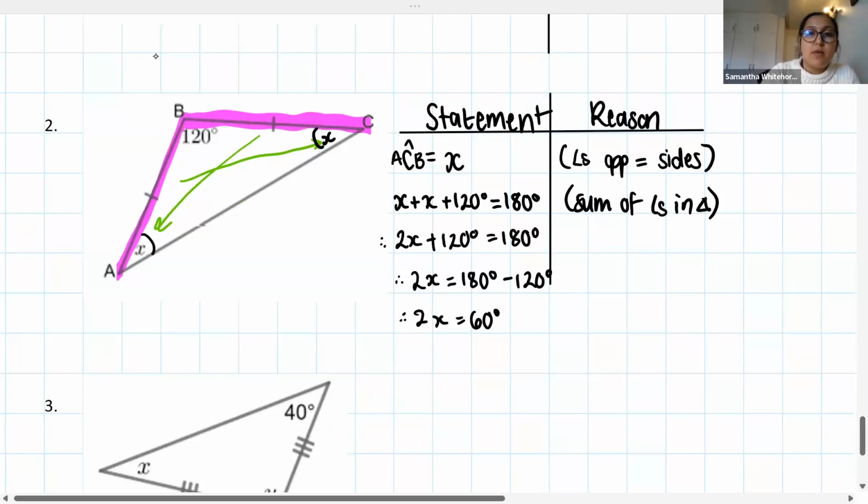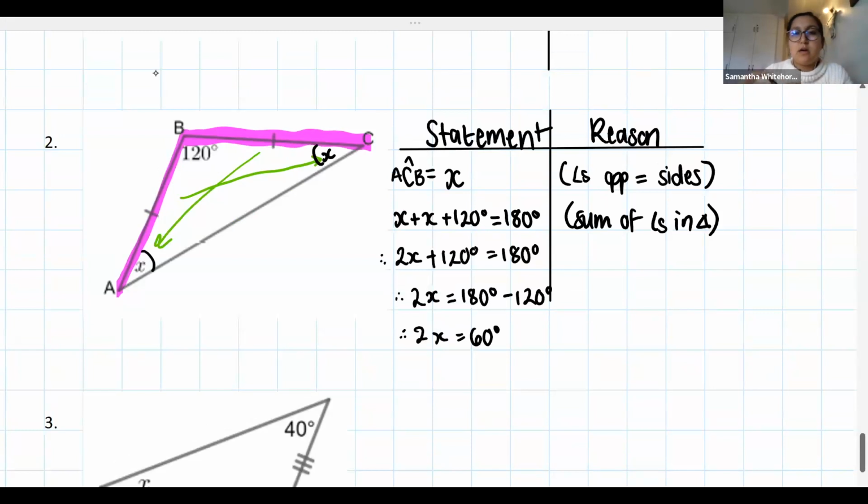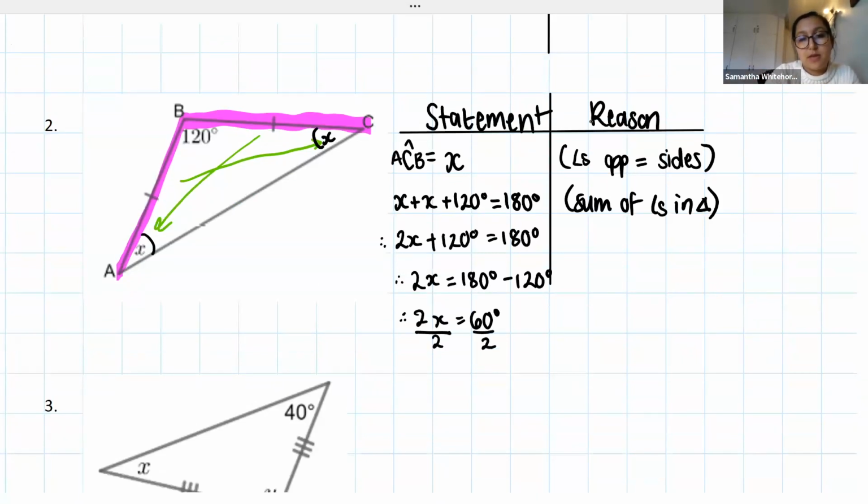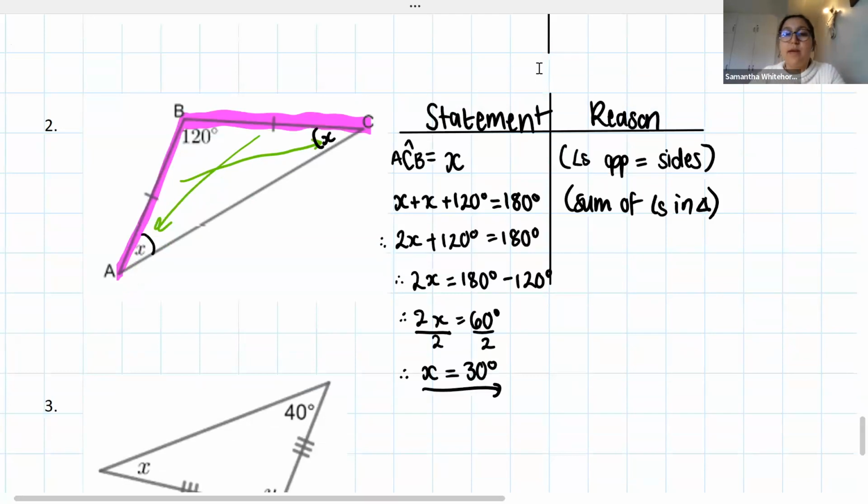Now, guys, remember what we're doing. We're solving for X. So I don't want 2X, I want X, which means I have to divide both sides by 2. And so I get that X is equal to 30 degrees. It's really important that we remember to divide by 2 because I am solving for X. And the next thing that's really important is that we're using the reasons here. So we're using angles opposite equal sides and we're using sum of angles in a triangle.